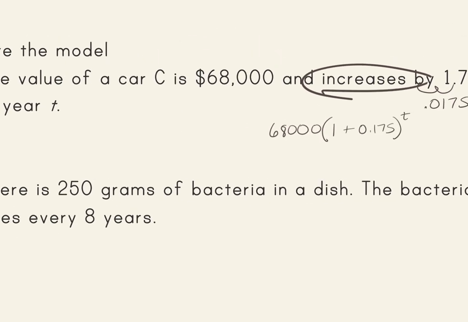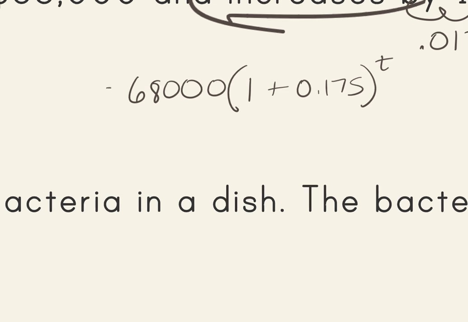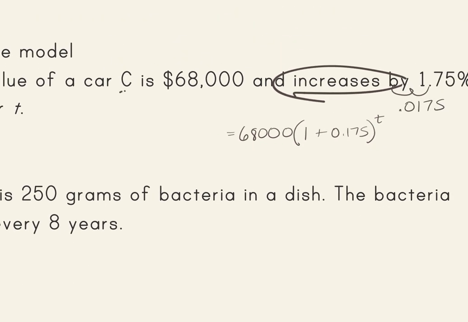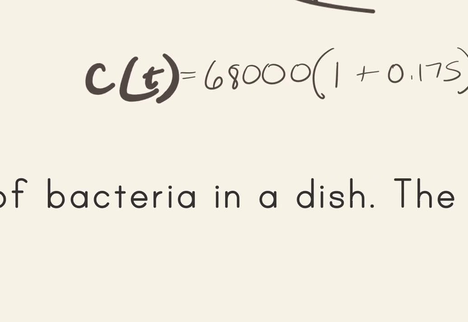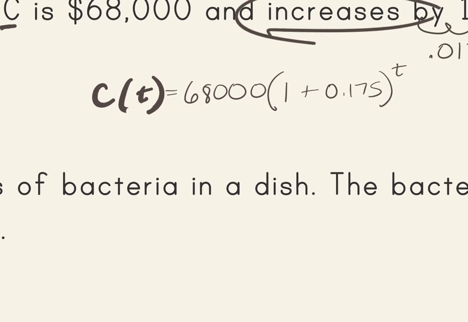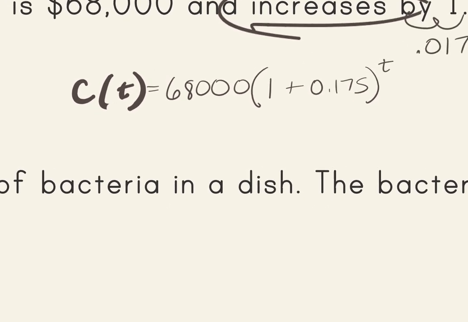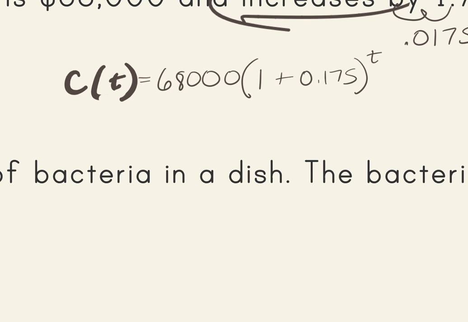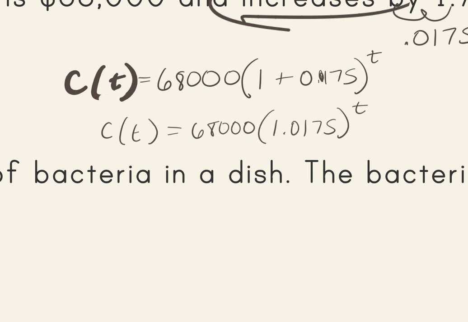Did I give you a variable? Yeah, T. And it said the cost is C, so I write this in function notation. This would be C of T, like that. Now, sometimes it literally will leave it like that. You'll see on your multiple choice on your AP Classroom, sometimes it will actually leave it like that. And then sometimes you will rewrite it as 68,000 times 1.0175 to the T.